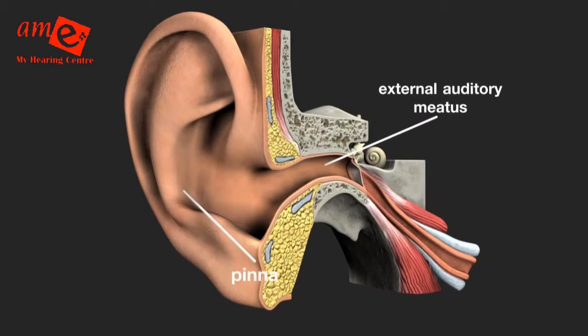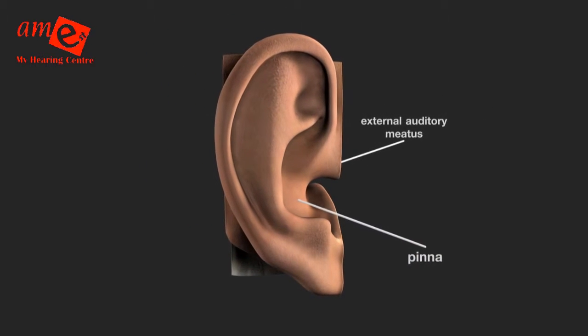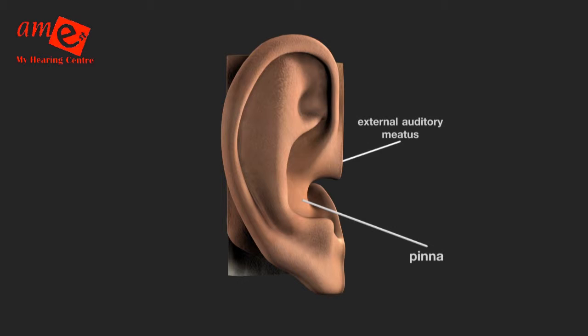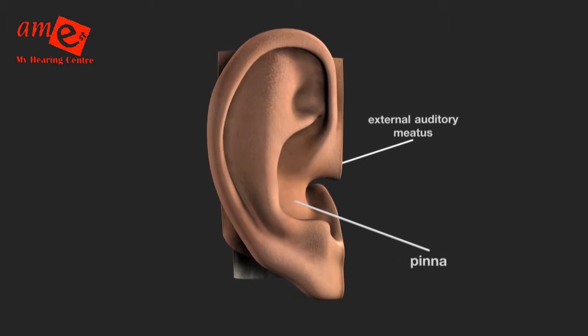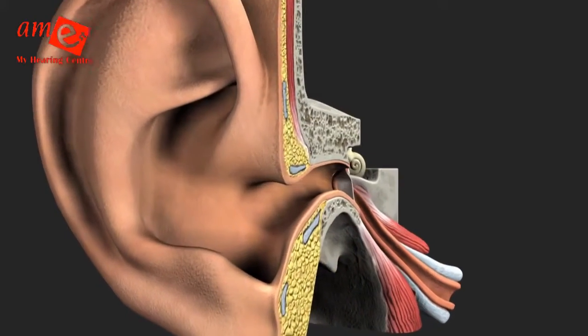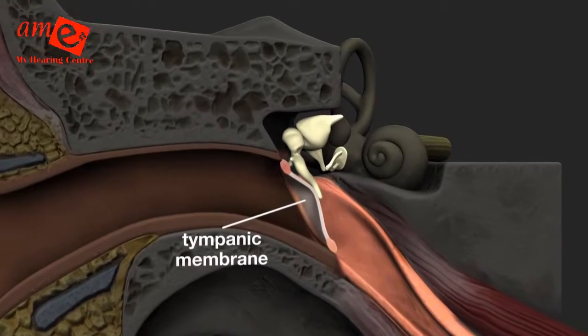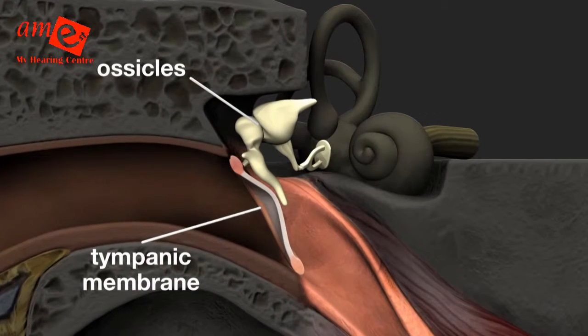The pinna is made from cartilage and protects the delicate middle and inner ear. The shape of the pinna also helps to determine the direction where the sound is coming from. The external auditory meatus collects the sound and directs it to the eardrum.